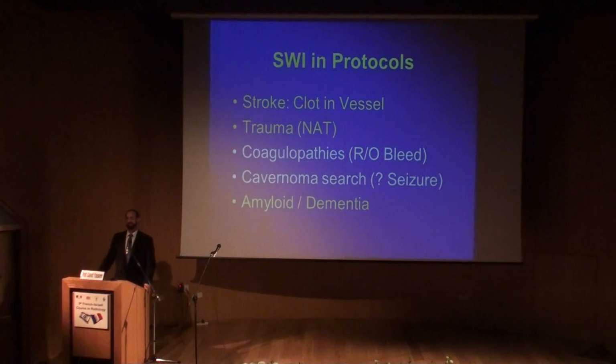So we usually use the SWI sequence in the setting of stroke and trauma, but also for coagulopathies and in our seizure workup to look for a seizure focus, because small cavernomas may be seizure foci that are not necessarily picked up with your typical fast echo pulse sequences, or even with gradient echo. And we also are using it in our dementia protocol because of these tiny little microhemorrhages that we're seeing more and more in patients who have Alzheimer's disease, or even those patients who have mild cognitive impairment that are at high risk for progressing to Alzheimer's disease.